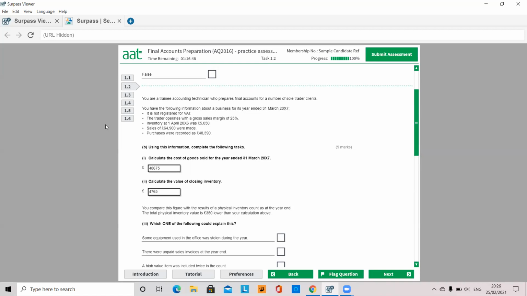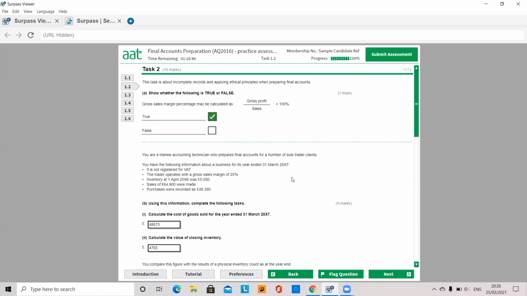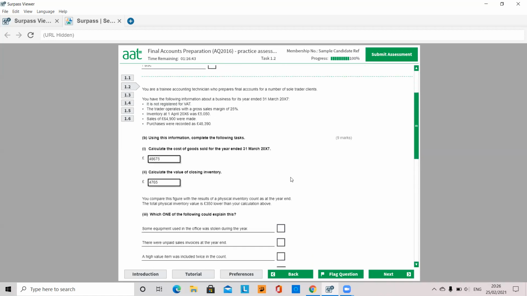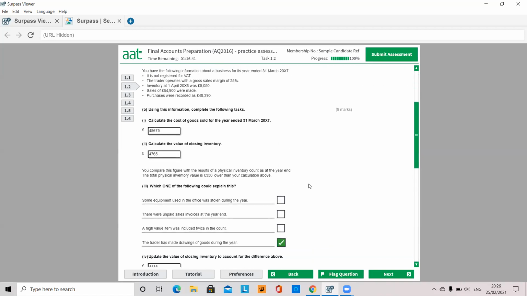Okay. And we go through all of these various things. Does it tell us what this business is? No? Okay, so we've got a process of elimination here, but what I'm going through them. So some equipment used in the office was stolen during the year. Well, equipment isn't really to do with your cost of sales, so that's not really relevant, yeah? There were unpaid sales invoices at the end of the year. Again, that's not really going to affect your stock. And then it says a high value item was included twice in the count. So if you were counting it twice, then it will be more.